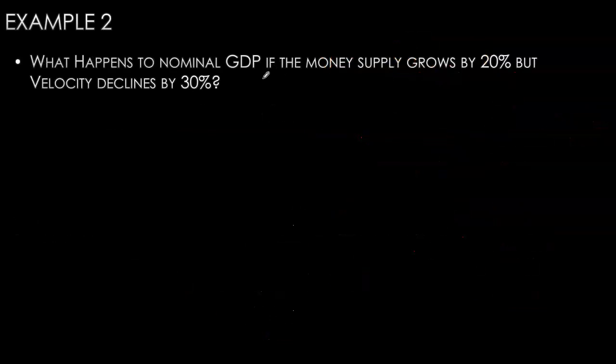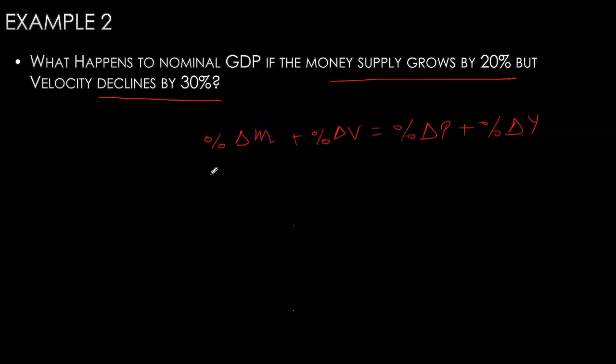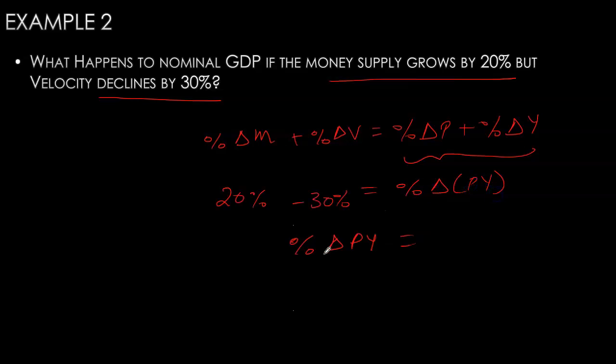In the second question, you're asked what will happen to your nominal GDP if money supply grows by 20%, but velocity is declining by 30%. So recall our dynamic form of the equation of exchange. These are all percentage changes. For nominal GDP, I can write this as percentage change in P times Y. And this tells me that my nominal GDP will actually decline by 10%.